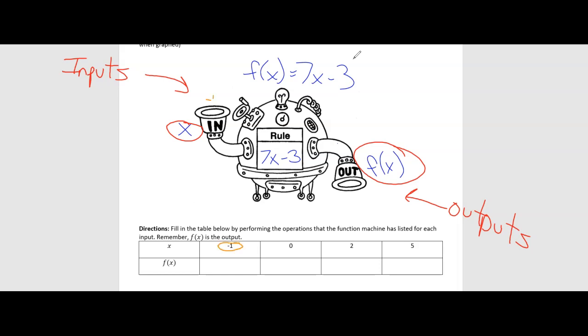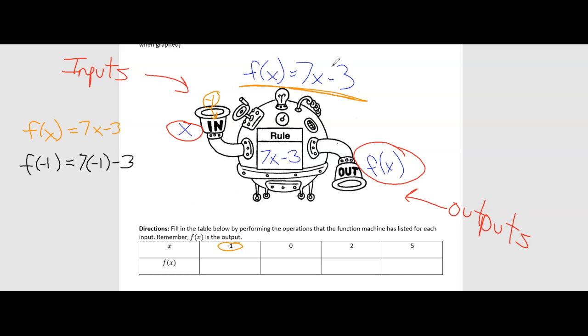So I'm going to take this -1 and stick it right into my function machine. This function is telling me that any input, and this is what we're going to do, we start off with the original function, f of x is equal to 7x minus 3. But when we choose an x value, this becomes f of -1, because we're choosing -1 as our x value, as our input. That means we're going to substitute -1 in for the x in our function.